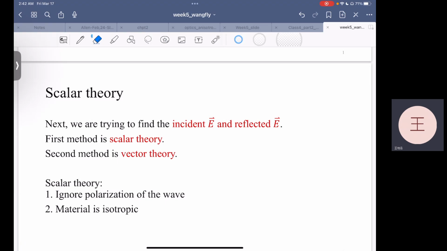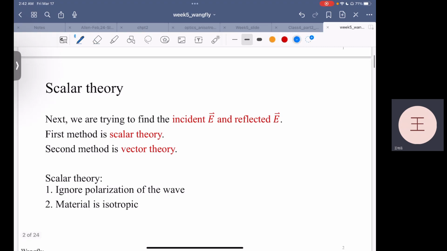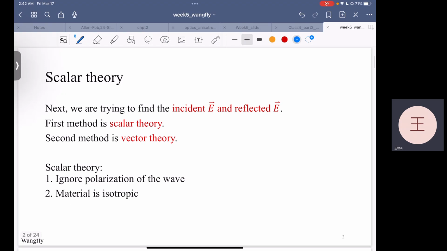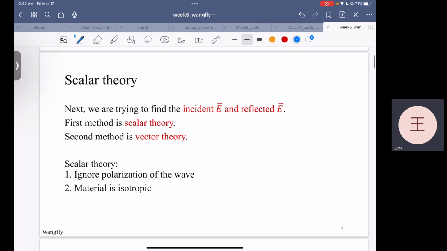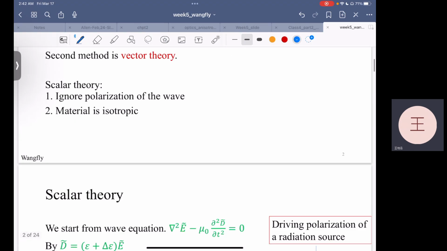For the scalar theory, we ignore the polarization, and we also assume the material is isotropic, which is a simpler version. The vector theory is where the anisotropic material will take place, and we will discuss it later in the class.